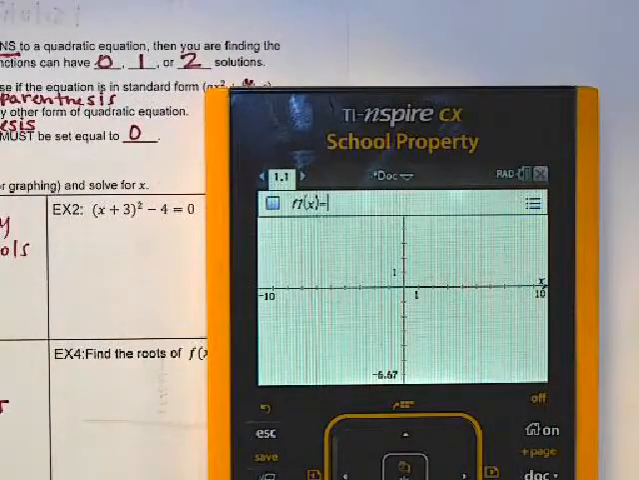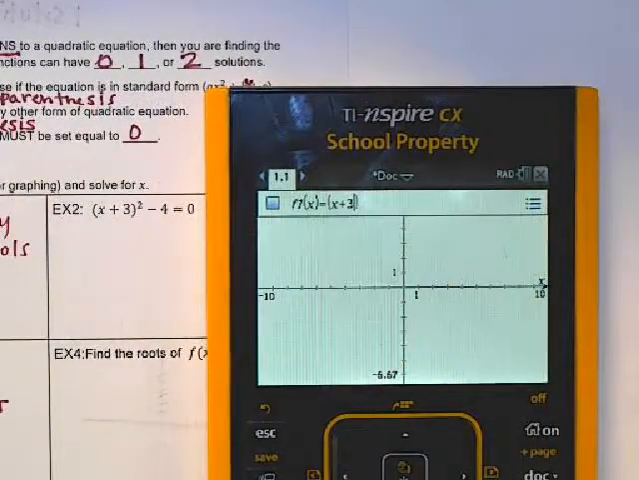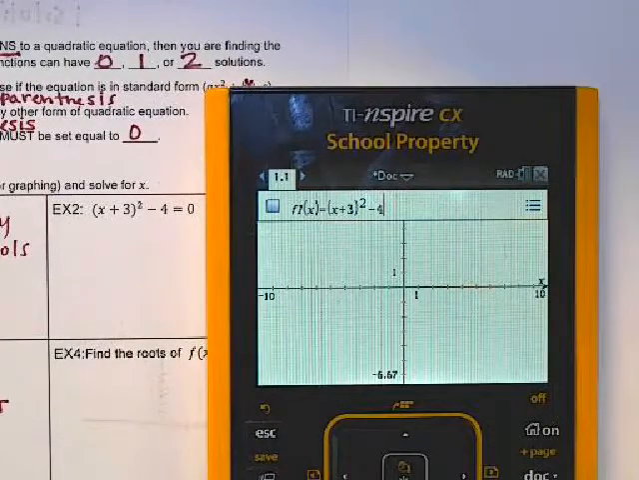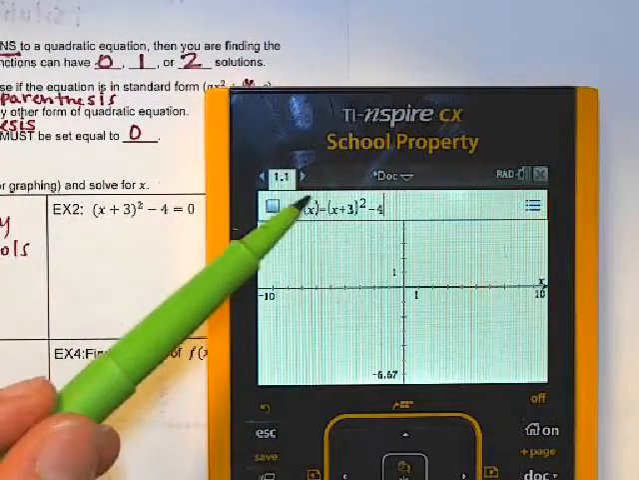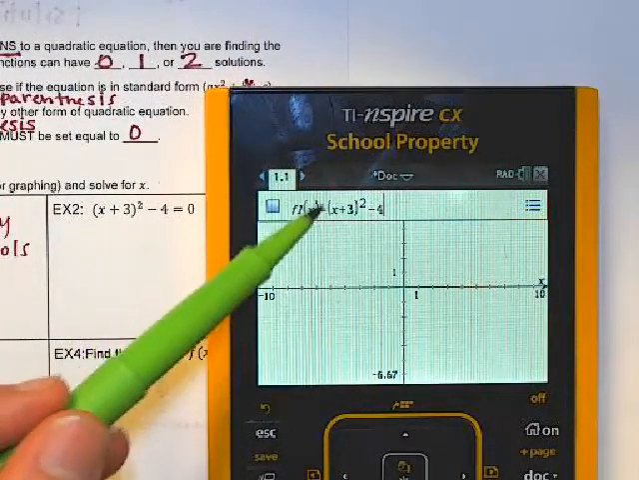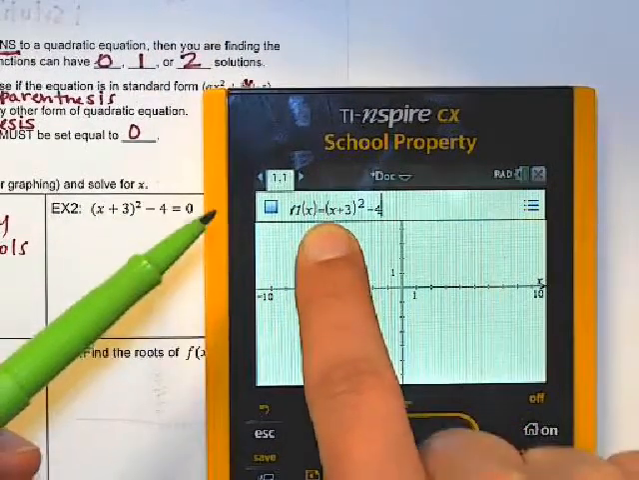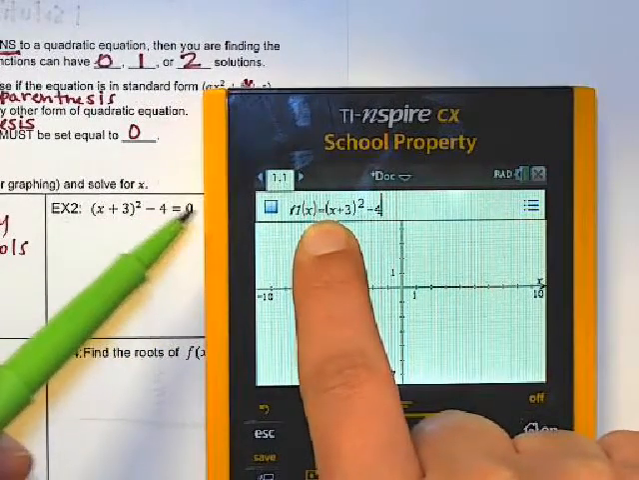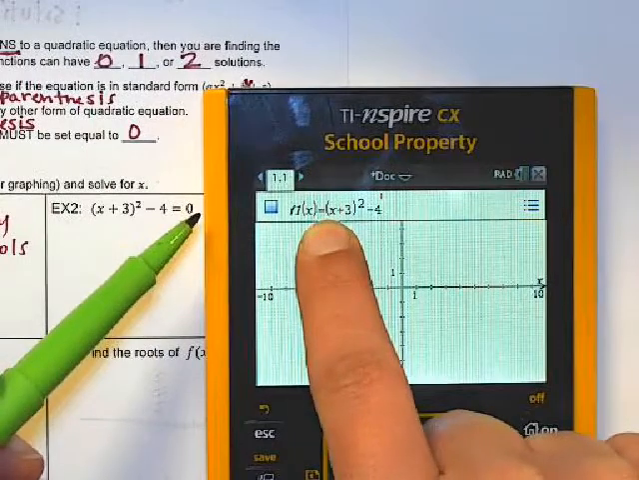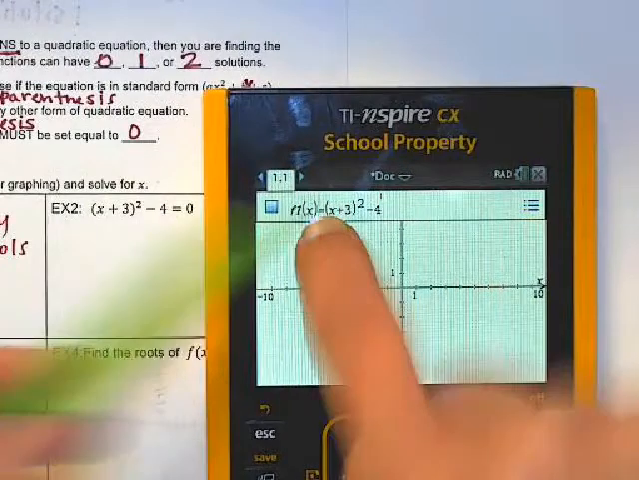Ethan? Are you with me? Okay. Plug it in exactly how it looks. Parentheses, x plus 3 squared minus 4. Now, remember, f of x equals means what? Y. Y equals. I already have my equal sign in this problem. I don't need another equal sign. I'm not going to do the equal 0. If you do equal 0, it's not going to work. Everybody got it? You can't do equal 0. I already have my equal sign right here. All right, hit enter.